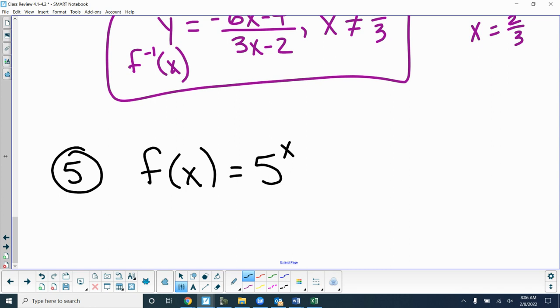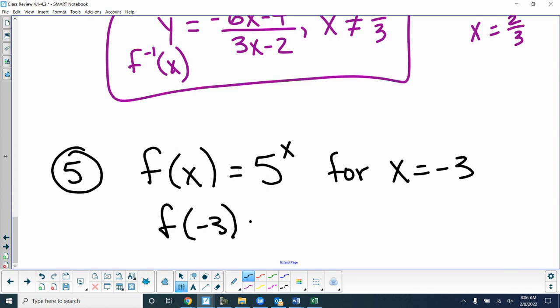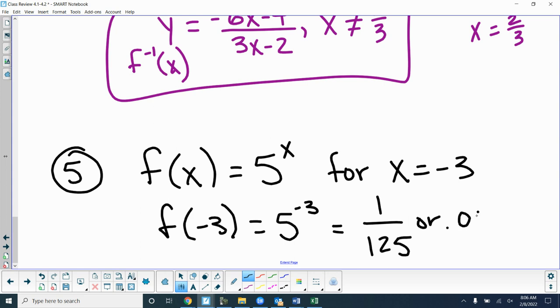Okay, so we're supposed to evaluate that when x is negative 3. So all we're doing is f of negative 3, which means 5 to the negative 3rd power, which is 1 over 125. Or, what is it, 0.008? Decimal or fraction is fine. That's all you're doing, put it in the calculator. Right? That's like a gimme problem, right? Easy 5 points.